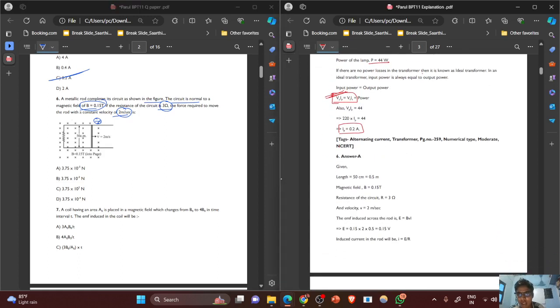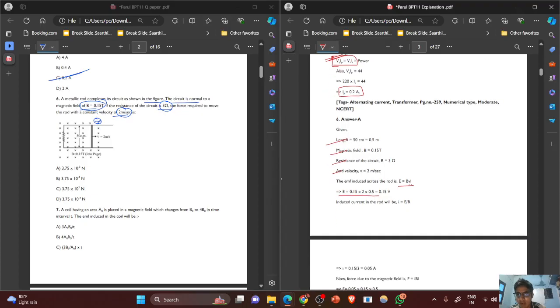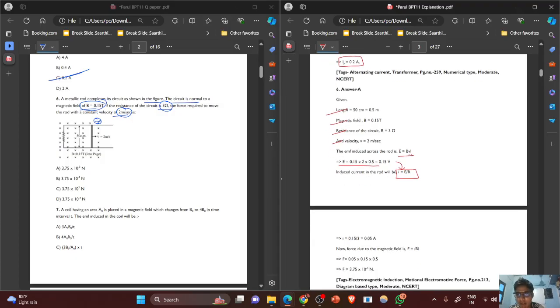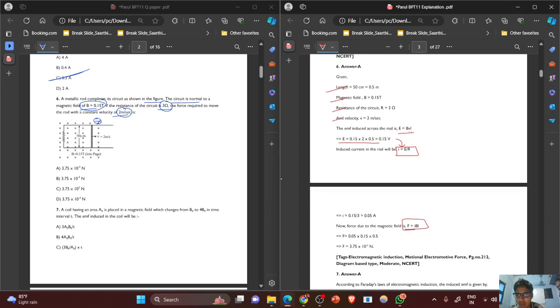Now looking into the solution, length, magnetic field, resistance and velocity are given. You just need to calculate EMF first. EMF is given by BVL, where B is the magnetic field, V is the velocity, L is the length of the conductor. From here you can calculate the current. As I said, you need the current because the force is IBL. To get the current you need EMF. Then using the formula of force, equals IBL, putting the values, you get force equals 3.75 times 10 to the power minus 3 Newton. So option number A is your correct answer.